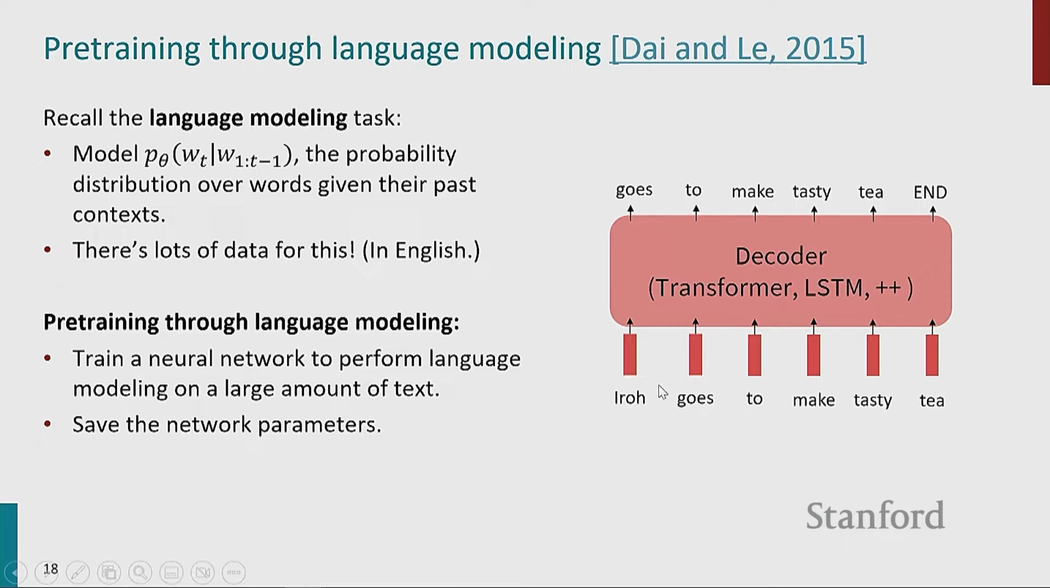So I'm going to do the teacher forcing thing. I have Iroh, I predict goes; I have goes, I predict to. And I'm going to train my LSTM or my transformer to do this task. And then I'm just going to keep all the weights. Okay, I'm going to save all the network parameters.